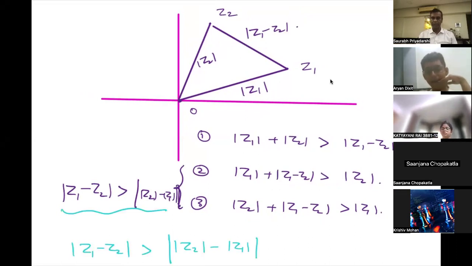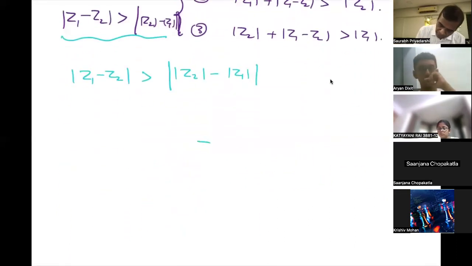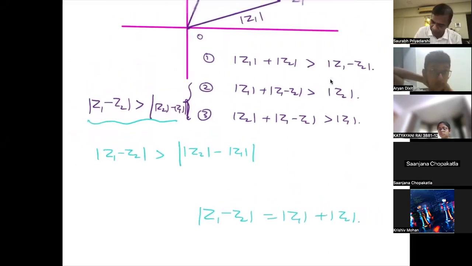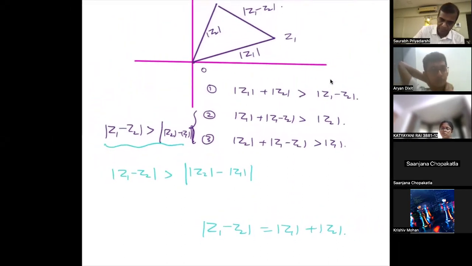But what if I'm saying mod of Z2 minus Z1 is equal to mod Z1 plus mod Z2? Write down in chat. What is collinear? So the two complex numbers are collinear. Okay.